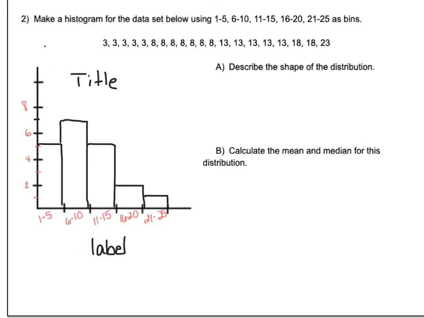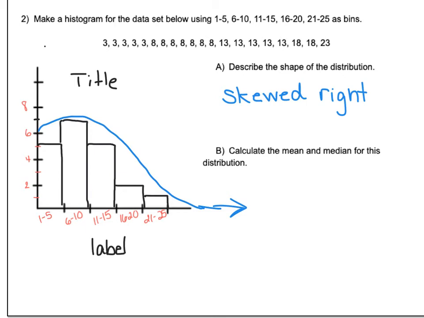For our next set of data, how would you describe the distribution? Well, if you kind of imagine it like this with a curve, I would say that this one is skewed to the right. Okay, so the tail is going off this direction, so skewed right. Again, calculate the mean and the median. Pause and check your answer.